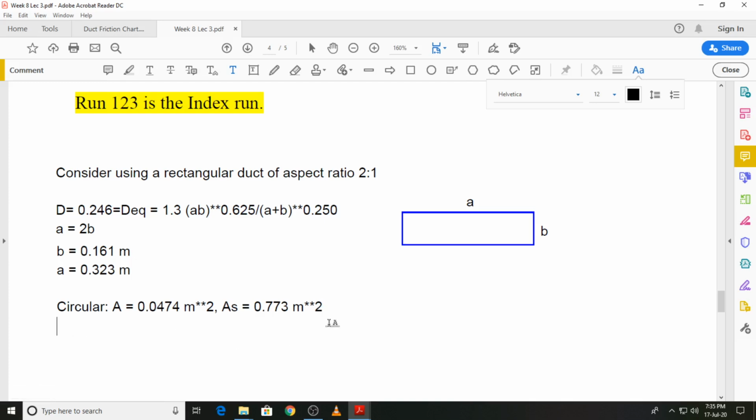And the same we can look at for a rectangular duct, and this time the cross-sectional area will be A into B, and that value you will see will be A is 0.323 into 0.161, gives us a value of 0.052 square meters, and the surface area will be the perimeter times the length. We will assume again a unit length, so twice A plus B, that is 0.161 plus 0.323, that gives us a value of 0.968 square meters.